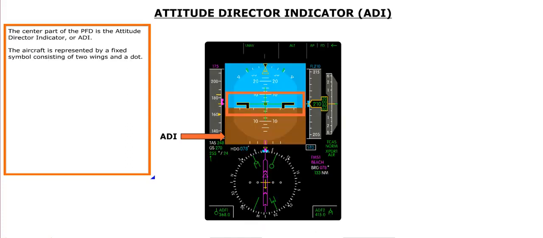The center part of the PFD is the Attitude Director Indicator, or ADI. The aircraft is represented by a fixed symbol consisting of two wings and a dot.